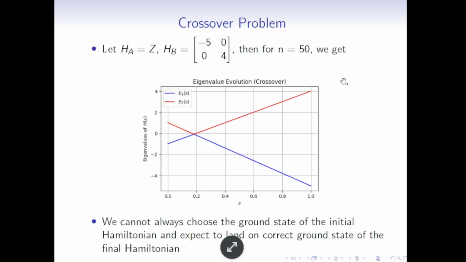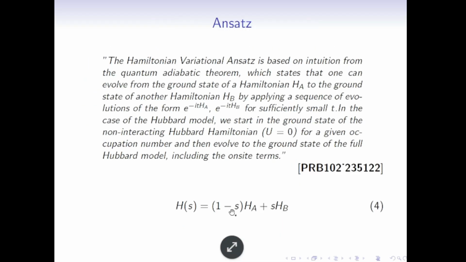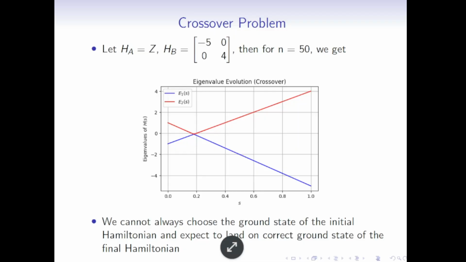I'm emphasizing this because it shows us the power of choice. If you do not choose the correct initial state, you will never land on the ground state. So what is the lesson here? The lesson is that the ground state of HA will not get you to the ground state of HP, which is the ground state of the whole Hamiltonian that we want.